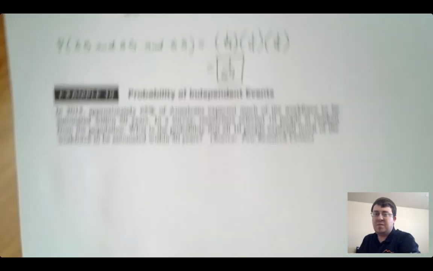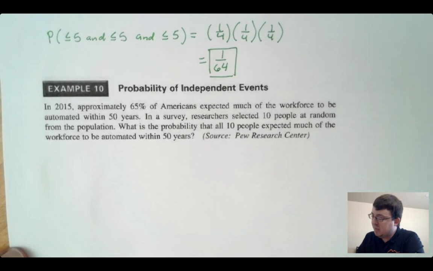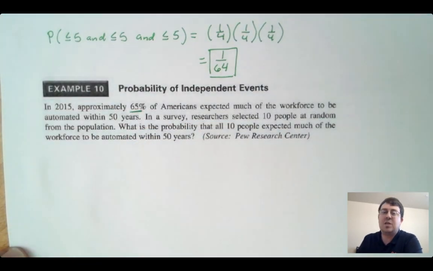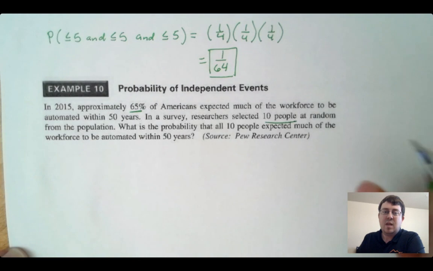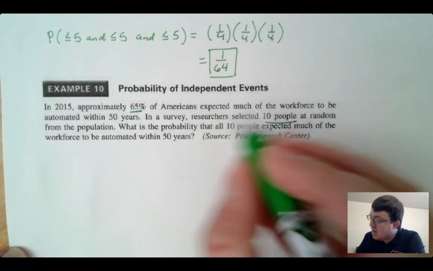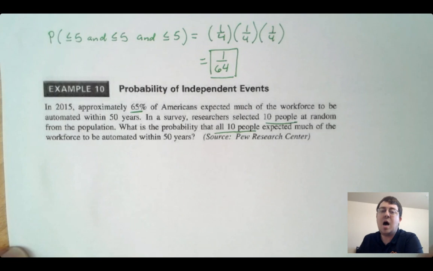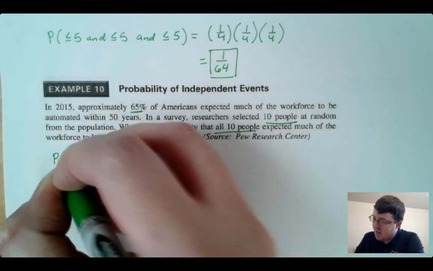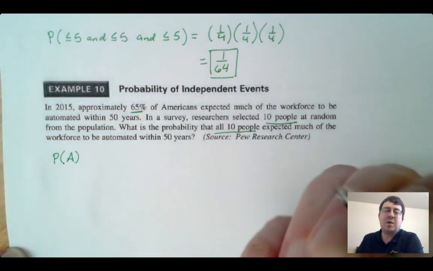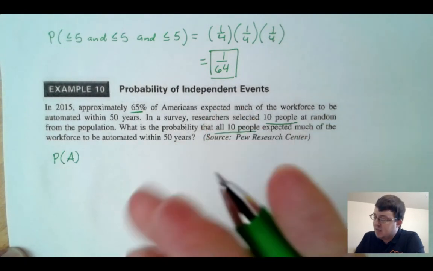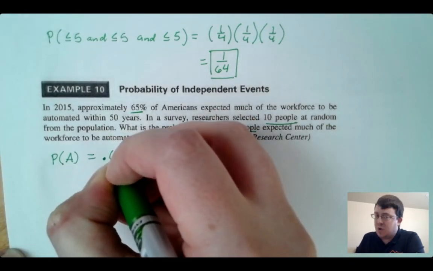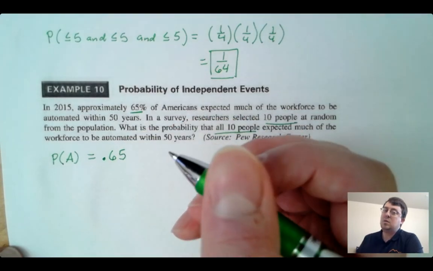Okay, let's see another easy example, I think. So another probability of independent events. In 2015, approximately 65% of Americans expected that much of the workforce would be automated within 50 years. In the survey, we're going to select 10 people randomly, and we want to find the probability that all 10 people expected that the workforce was going to be automated within 50 years. Well, the probability of my event A, where A is the event of thinking that the workforce will be automated within 50 years, is 65%. And I'm going to go ahead and put this as a decimal. I know, Dr. McJunkin, you always use fractions.